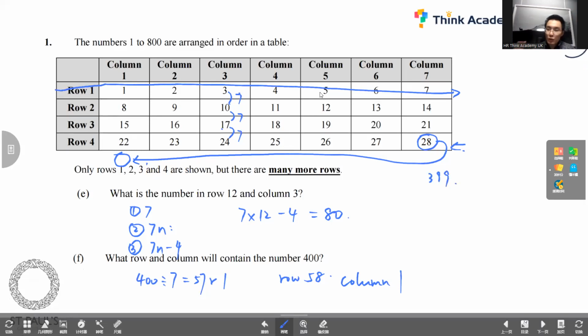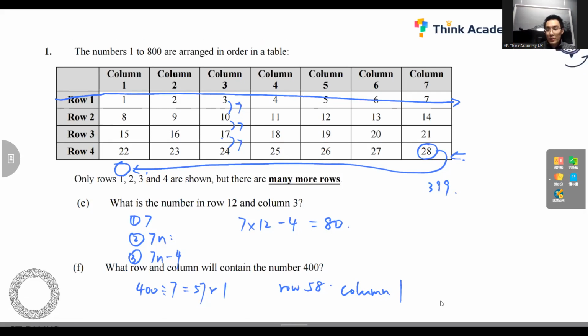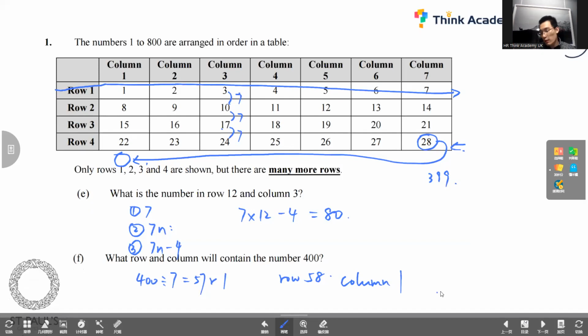But have we finished? We don't want to know the position of 399. We want to know the position of number 400, which means we will need to go to the next row. 399 is at row number 57, so we need to go to the next row, row number 58. And then go from column 7 back to column 1, right? Because after 7 is 8, we go back to column 1. So row number 58, column 1 is where we have the 400.